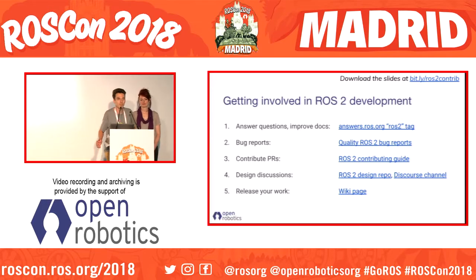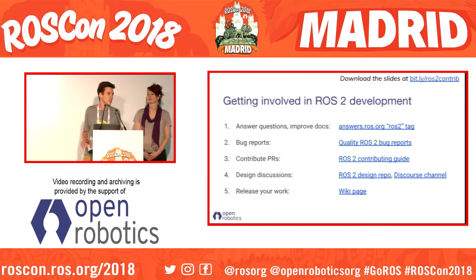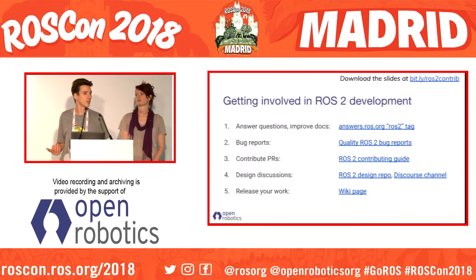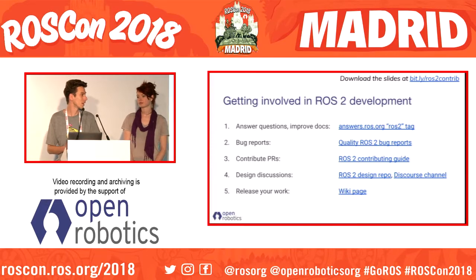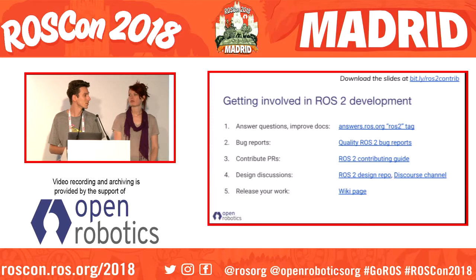So I think in this case, the main two ways we would see is, we use a lot of labels on all our repositories, and one of them is good first issue. If people look for good first issue labels, most of them are bite-sized contributions that don't necessarily require a lot of knowledge about how ROS works. And if it's a programming language that people know, they should be able to contribute without too much work.